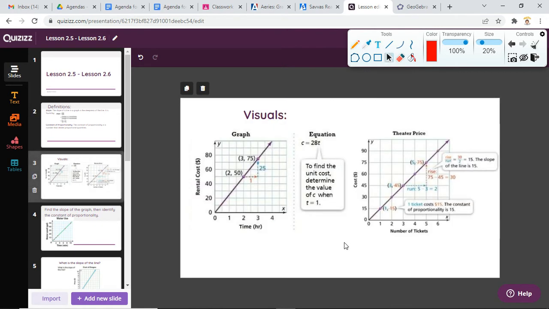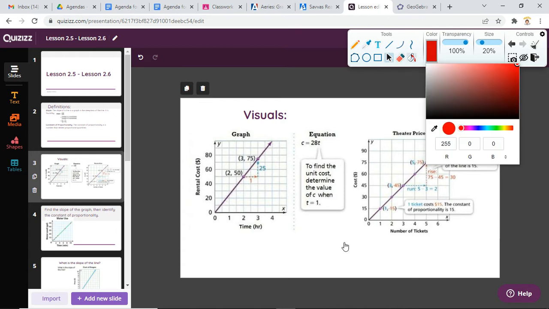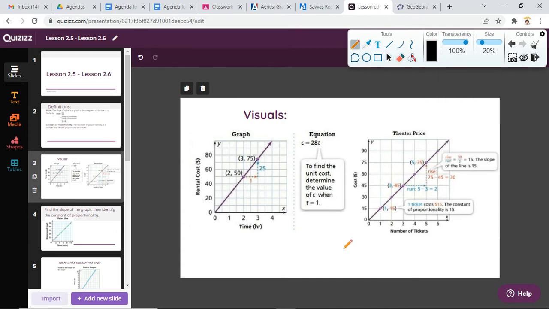All right, so let's look at some visuals here. We want to find our unit cost of this rental cost per hour on the left, and then we're going to relate that to slope on the right here. So if we look at the left graph here, remember we want to find our constant of proportionality, also known as the unit rate. That's found by doing k is equal to y divided by x.